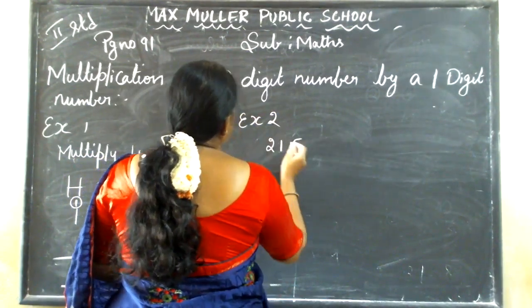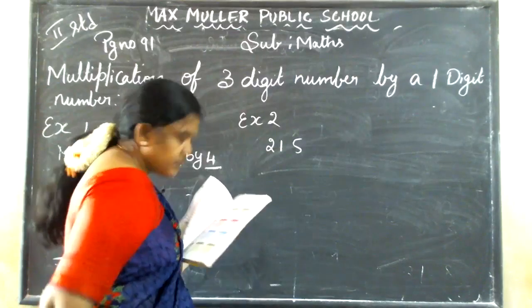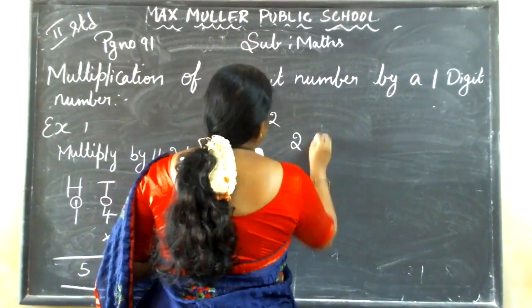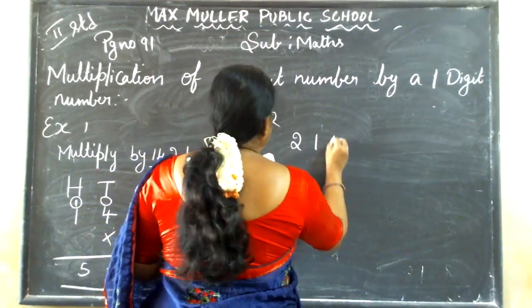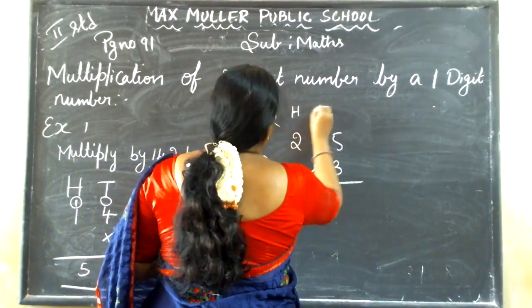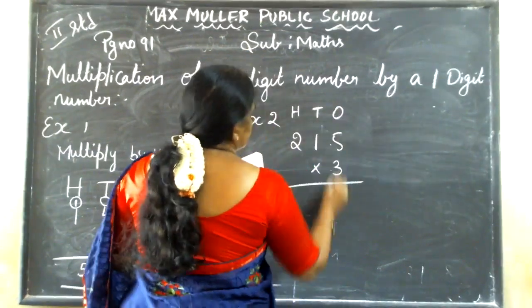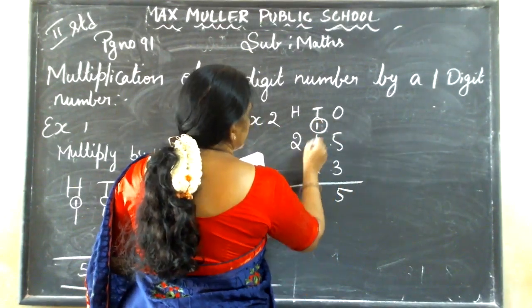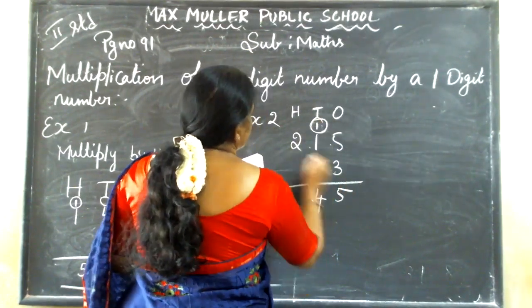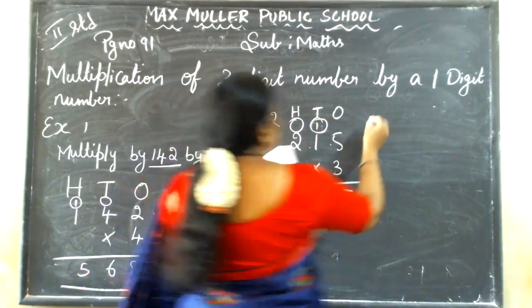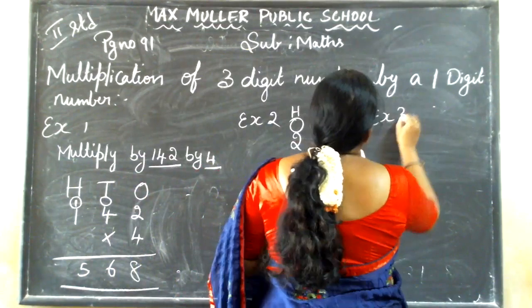205. 215 into 3. 3 5s are 15. 1 you carry to the tens place. 3 1s are 3. 3 plus 1, 4. 3 2s are 6. 645. Now example 3.